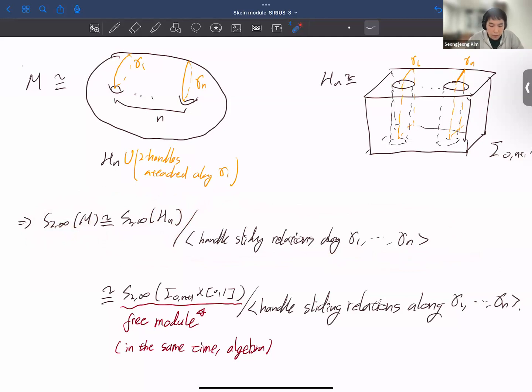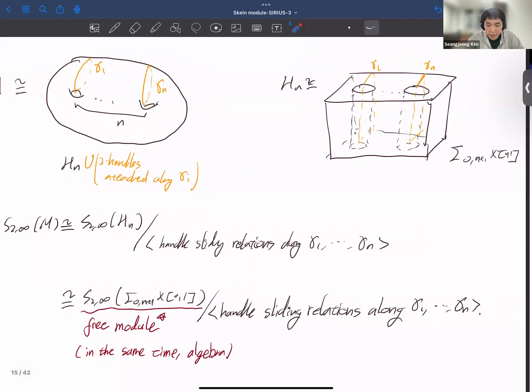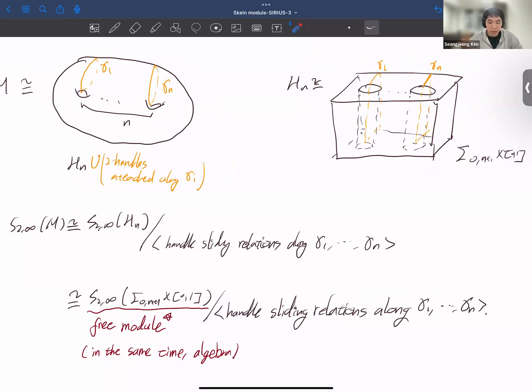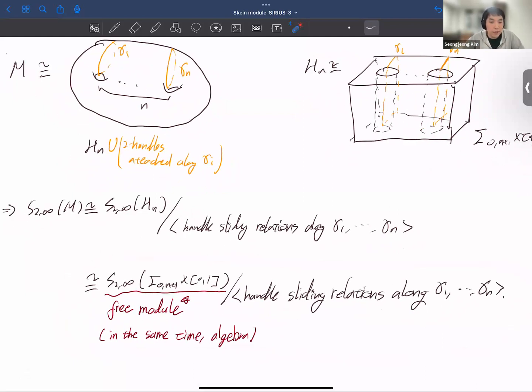But here, let us consider handle bodies like that. If we have a genus n handle body, then it can be considered as the product of a disk with n holes times [0,1]. So we can change our expression like that. It is isomorphic to the quotient module of the skein module of this surface quotiented by this one. But in the beginning, we saw that the skein module of the surface is a free module generated by links on the disk. And at the same time, it has an algebra structure.